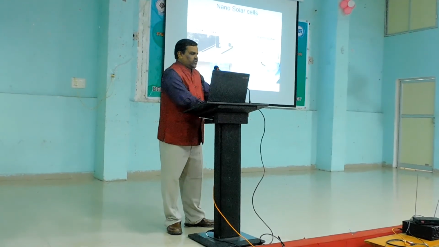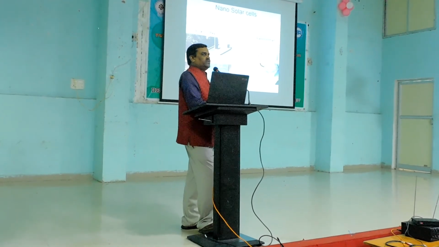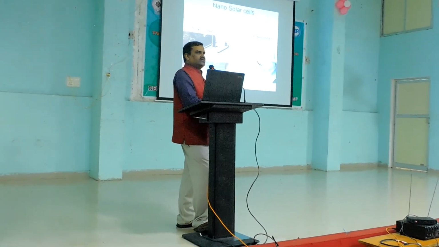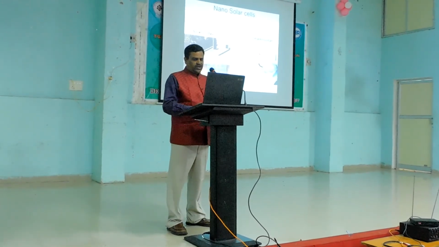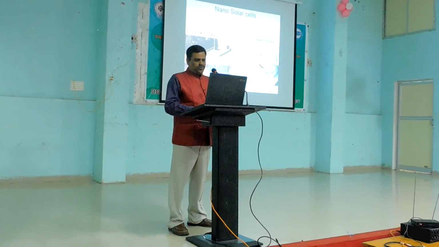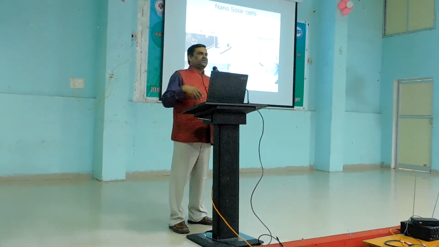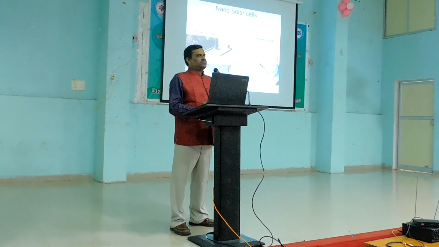This is one thing where solar cells are used. If anybody just gives a battery in your shirt, or sarees for ladies, you put this type of solar cell. This is a solar cell. You put it inside your fabric, and when you are moving or sitting, you can get a lot of energy.